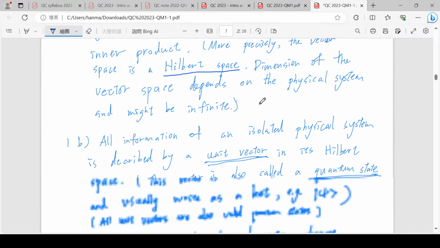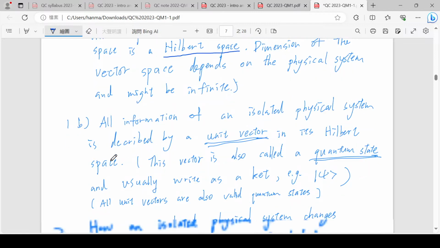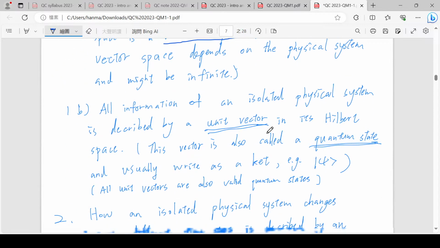And so you have this vector space, and we haven't talked about physics yet. So physics is saying that all the information of your isolated physical system is described by a unit vector in this Hilbert space, or this vector space. And this vector is also called the quantum state because it has all the status of your system. So every possible information about the system is described by this unit vector. There is no extra information.